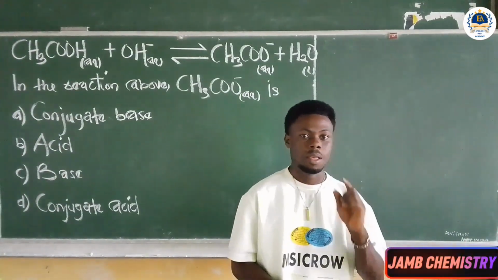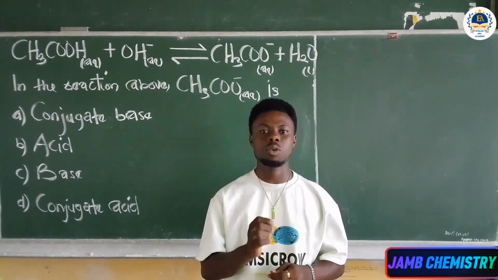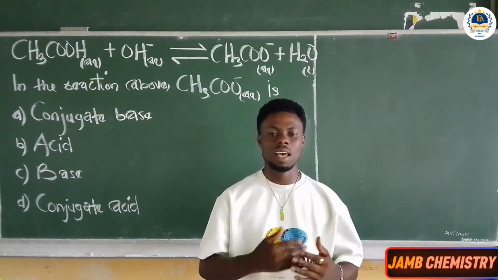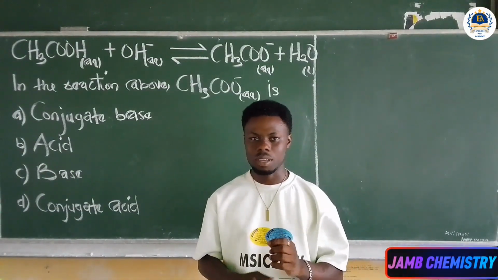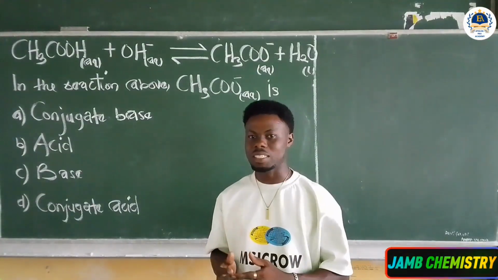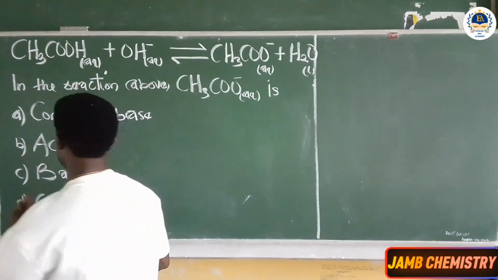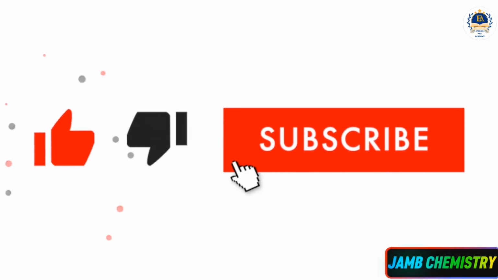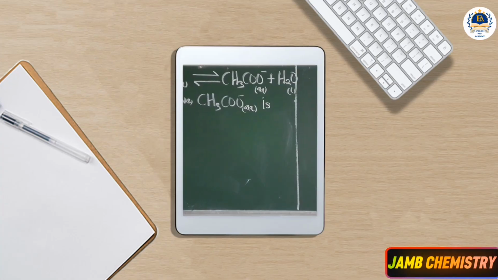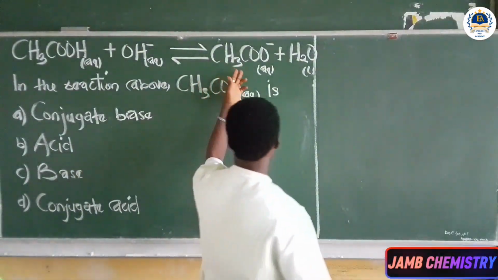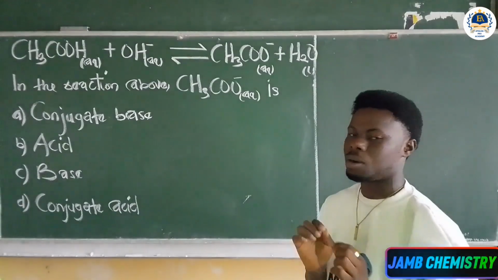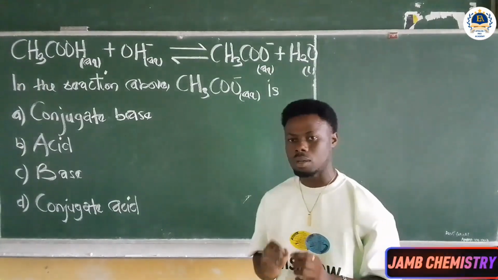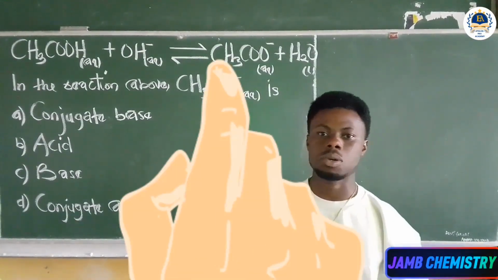After proton transfer, ethanoic acid, CH3COOH, becomes CH3COO minus. Now when an acid loses a hydrogen ion, it is always a conjugate base that is formed. So ethanoic acid losing a hydrogen ion, or a proton, to form CH3COO minus is called a conjugate base. Take note of the concept. The product formed is called a conjugate base. So the correct option is option A.